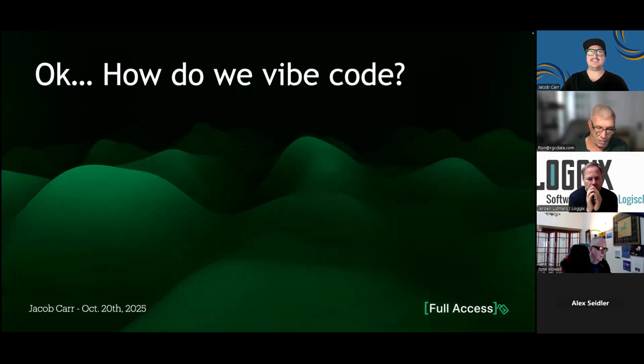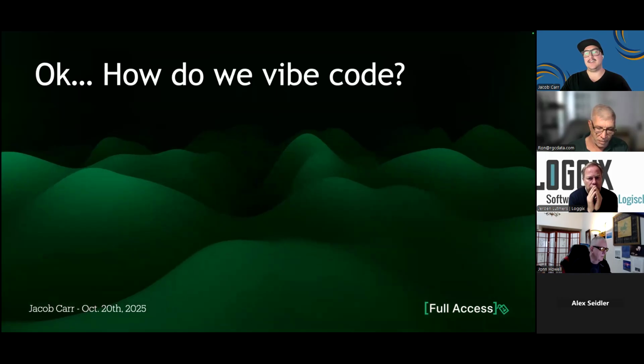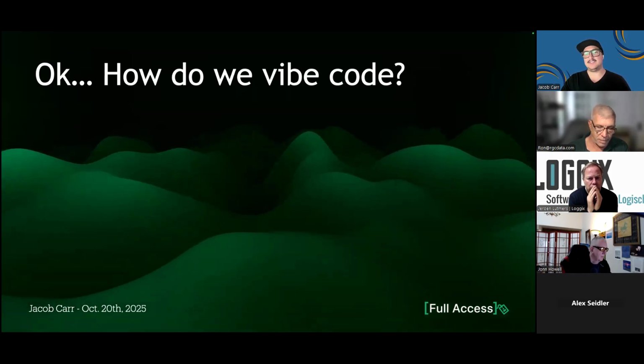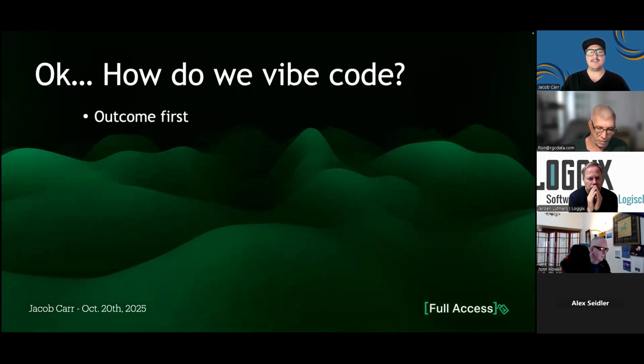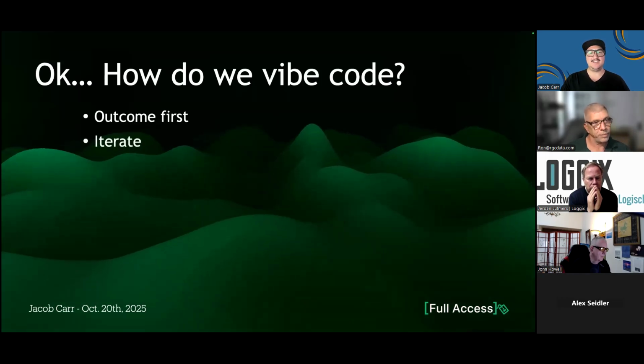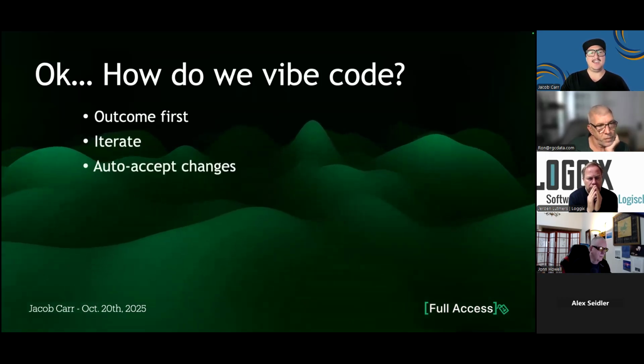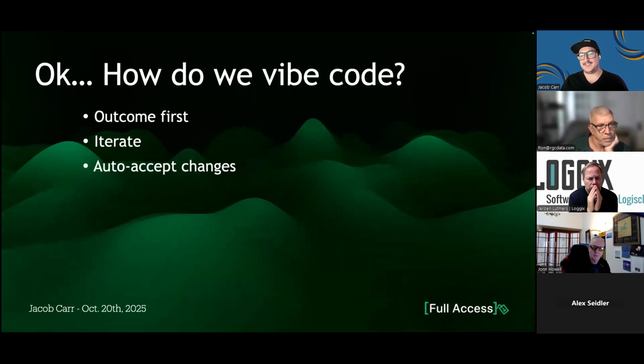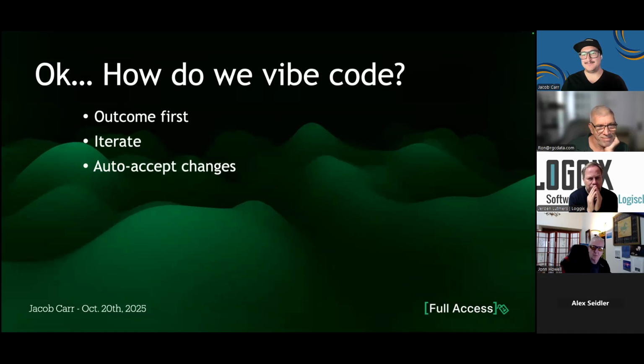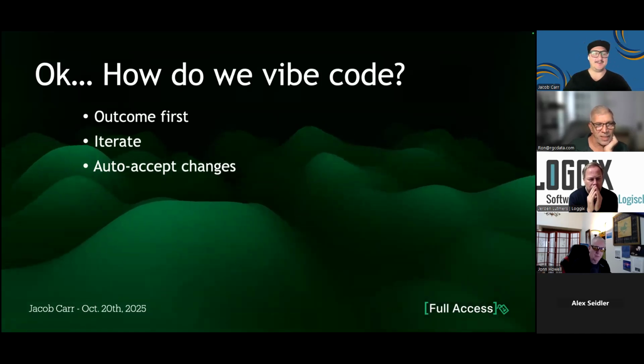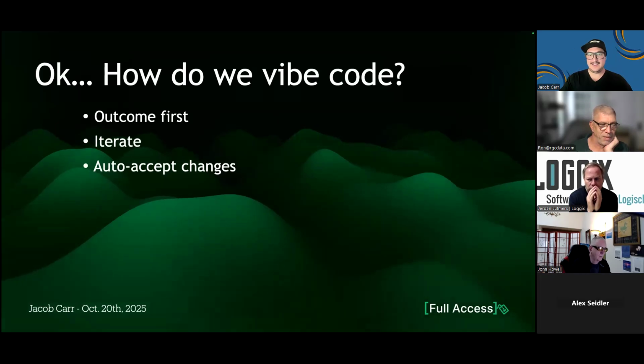And I would call this the prototyping phase. So like the let's experiment and see what happens phase. So we focus on the outcome first and we iterate. And above everything else, we auto accept all changes. The AI is in control. We just go with it. So I'll switch over. Yeah, and that's not dangerous at all.